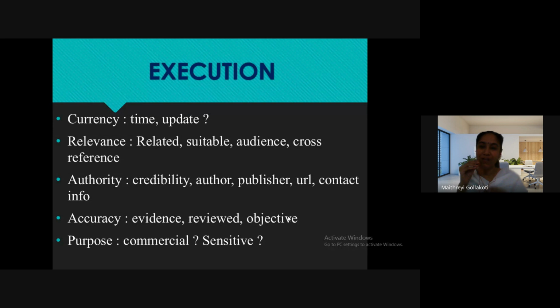So always you have to see to it that whatever knowledge or whatever concept that you are taking in your research, it should be up to the mark. It should be current. It should be contemporary. Next is relevance. Always see whatever you're writing, it should be able to connect with the audience.